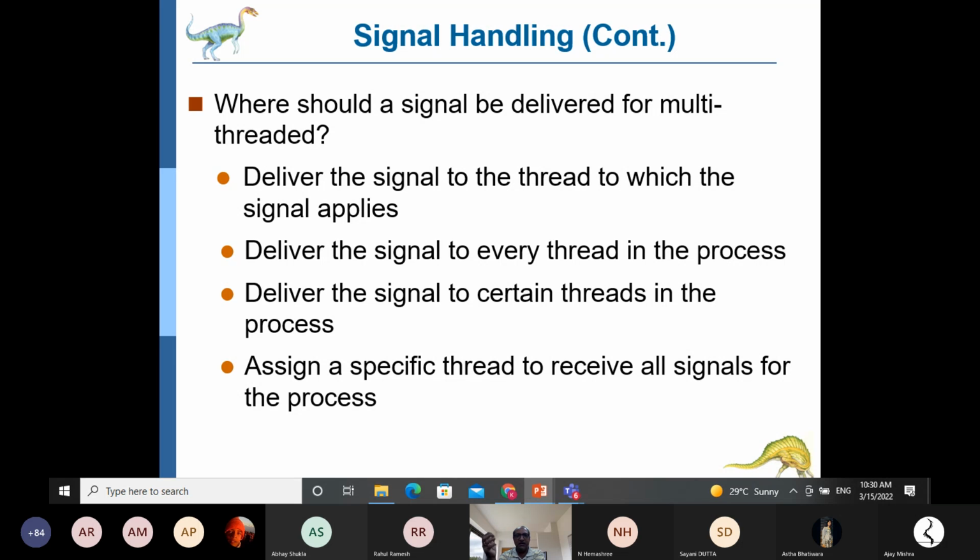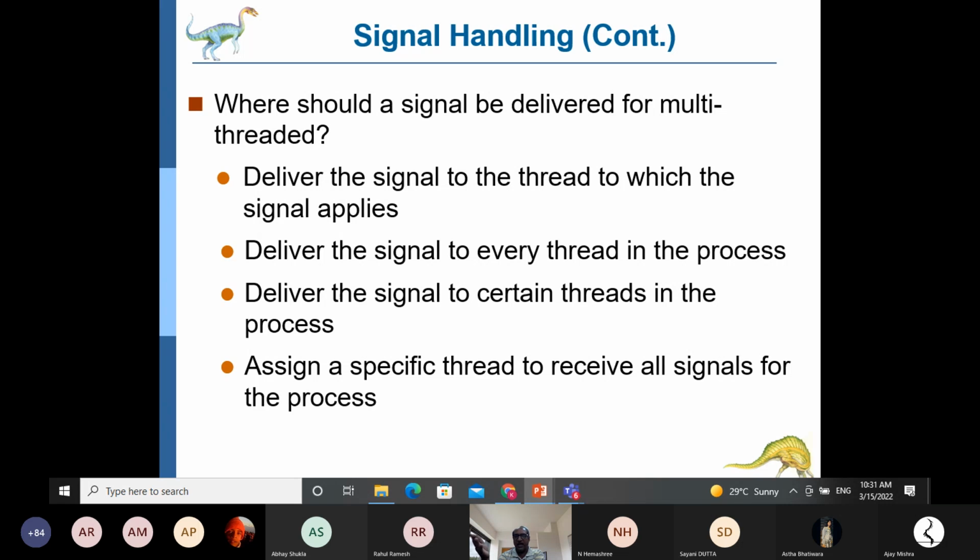So there are different ways here. For example, if the signal is synchronous, it means this signal is generated because of a specific thread of execution, because some instruction is being executed by a particular thread. In that case, the synchronous signal will be delivered to whichever thread is the cause for generating the signal, right? And that way the thread will manage it.